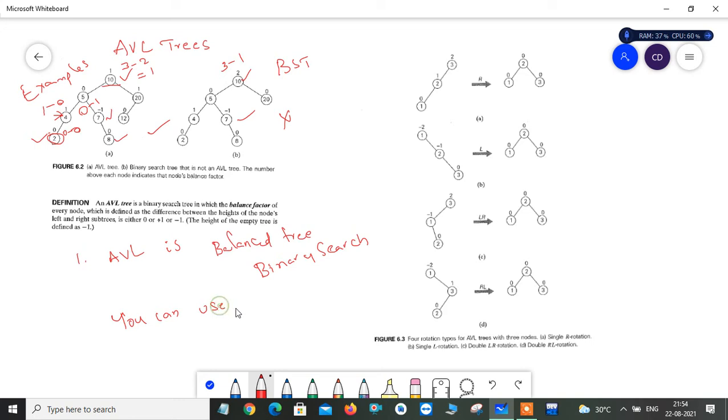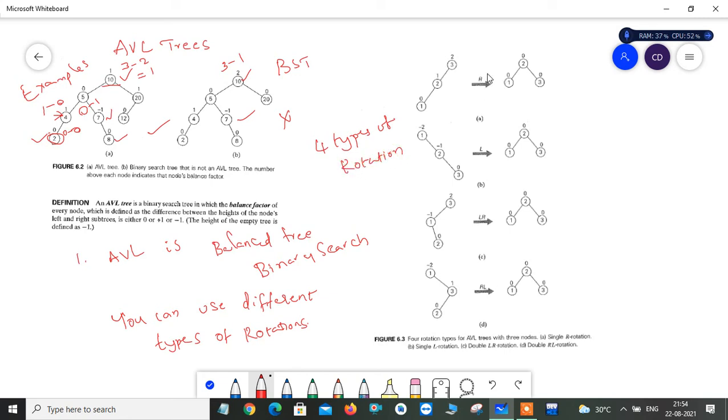use different types of rotations. For making an unbalanced AVL tree balanced, we can use different types of rotations. So we have 4 types of rotations.